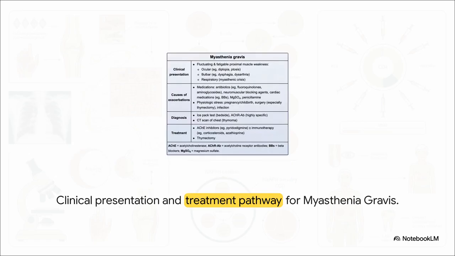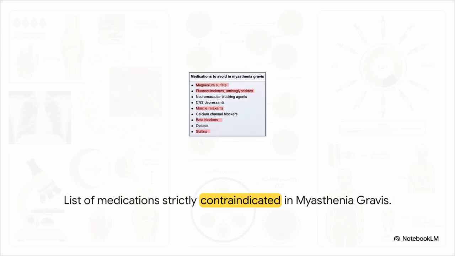Moving over to myasthenia gravis. The clinical presentation really hinges on fluctuating, fatigable proximal muscle weakness. Ocular symptoms are huge here, diplopia and ptosis, along with bulbar symptoms like dysphagia or dysarthria. You can support the diagnosis right at the bedside with the ICE-PAC test and then confirm it with highly specific acetylcholine receptor antibodies.